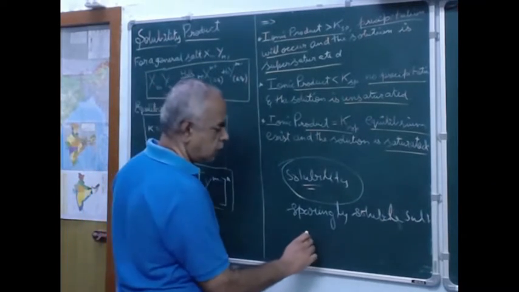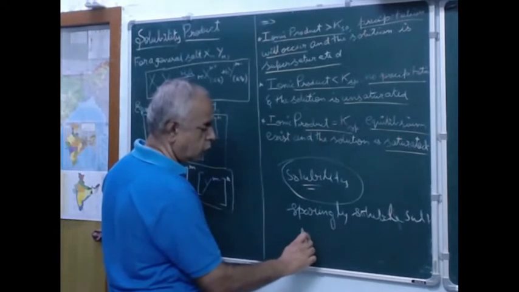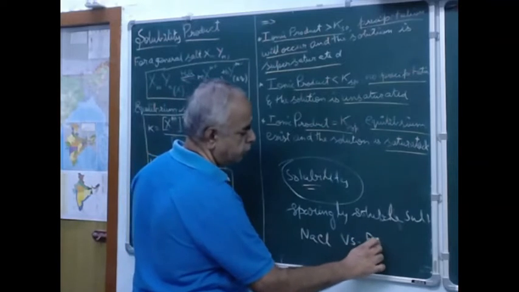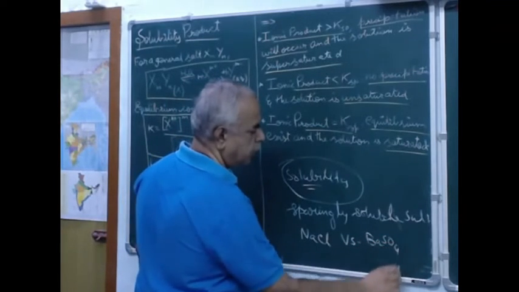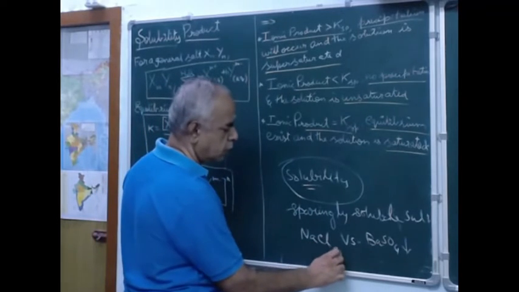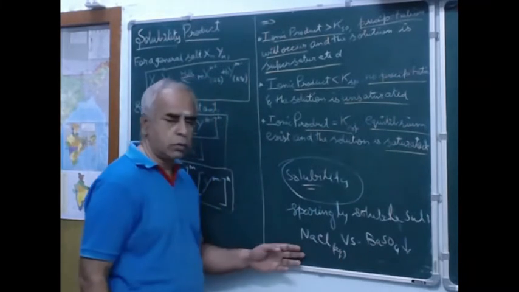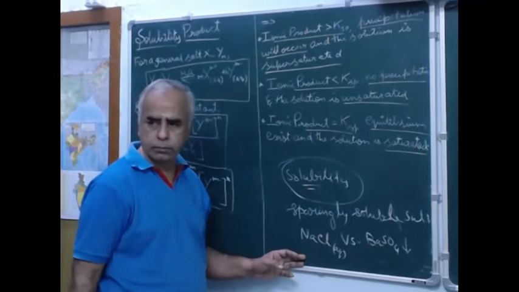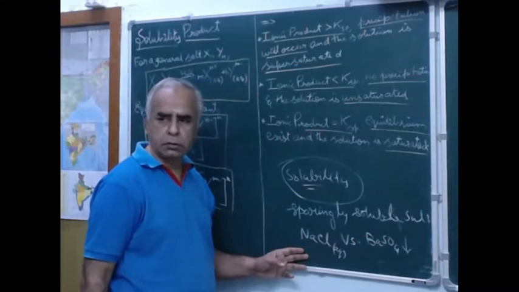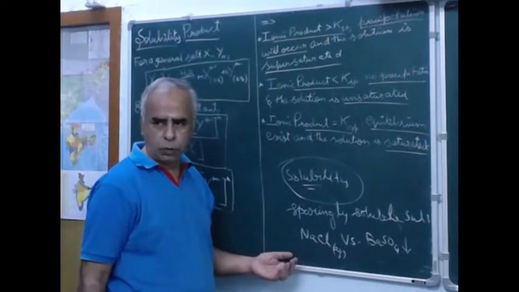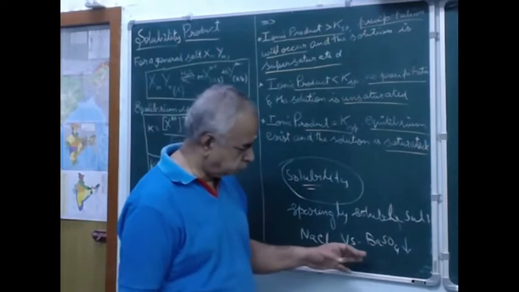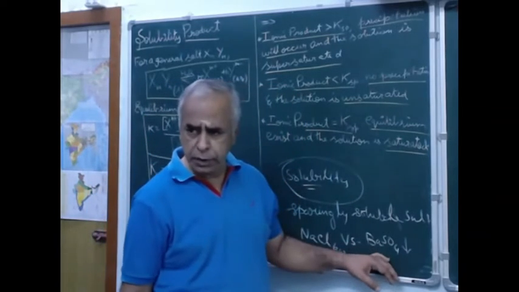Let me consider sodium chloride versus barium sulfate. Barium sulfate is a precipitate, whereas sodium chloride is a solution. When it dissolves in water, it's completely dissolved, right? So we can make use of the concentration for working out the problems based on ionic equilibrium of law of mass action. And in this case, barium sulfate.